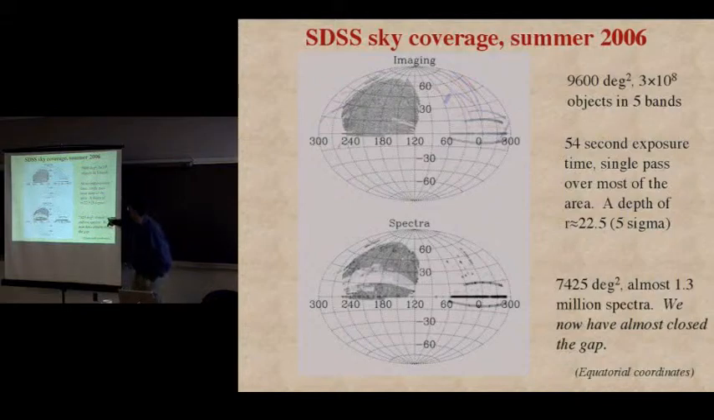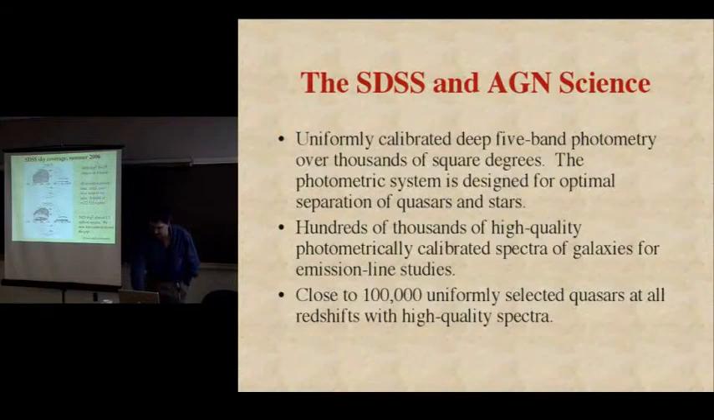So even back then we had, in this picture, 9,600 square degrees of imaging and about 1.3 million spectra. That number, when we're all said and done, is going to be close to 2 million spectra, which is an impressive number. We said 1 million when we started out, so we got 2 million. I don't think anyone's going to be too upset about that. And just to give a sense of the depth, the imaging data goes down to about 22.5 in R, and we'll have more to say about the spectra in just a bit.